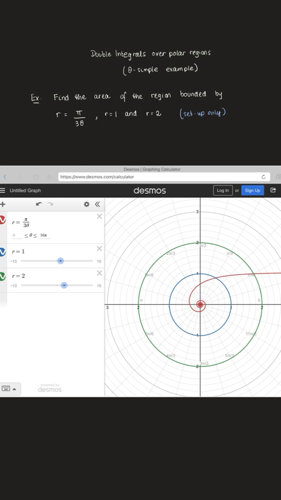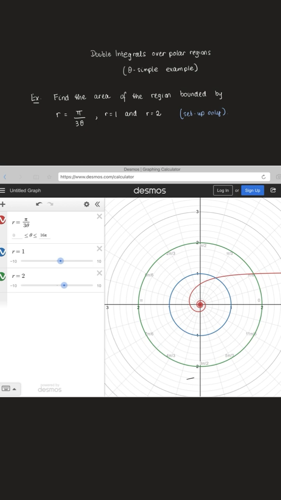So here we're going to find the area of the region bounded by a spiral whose equation is r equals pi over 3 theta, and the two circles r equals 1 and r equals 2. So I went to Desmos and set this up using polar coordinates, which you can do in the settings if you want to. And I just wanted us to have a picture of the region. So I'm going to outline it in black for a moment so that you can see what we're thinking about.